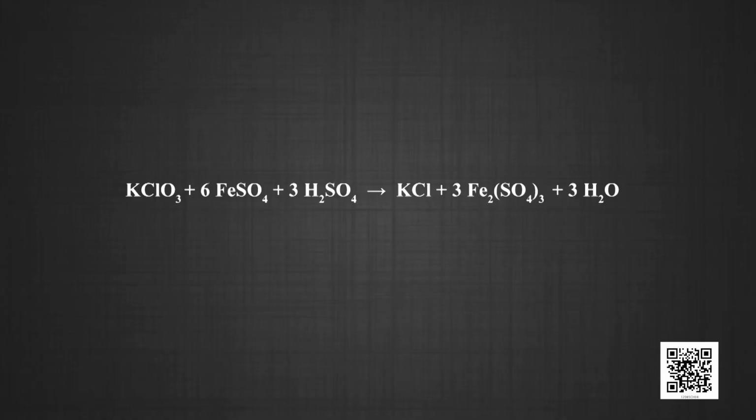For example, KClO3 plus 6 moles of ferrous sulfate plus 3 moles of sulfuric acid gives 1 mole of potassium chloride plus 3 moles of ferric sulfate plus 3 moles of water. This reaction, which apparently seems to be of the 10th order, is actually a second order reaction. This shows that this reaction takes place in several steps. Which step controls the rate of the overall reaction? The question can be answered if we go through the mechanism of the reaction.